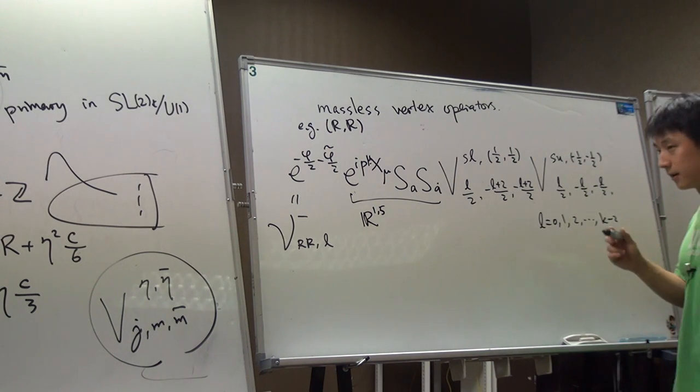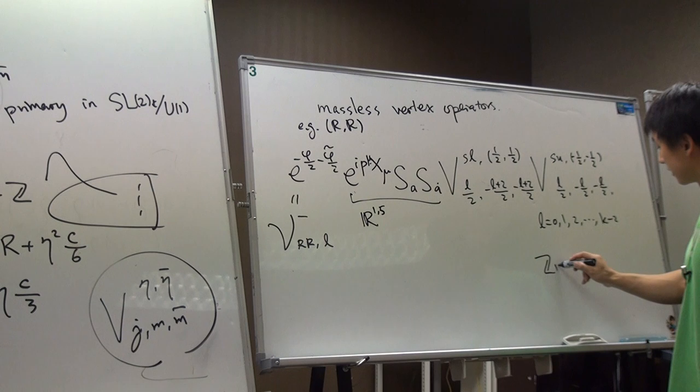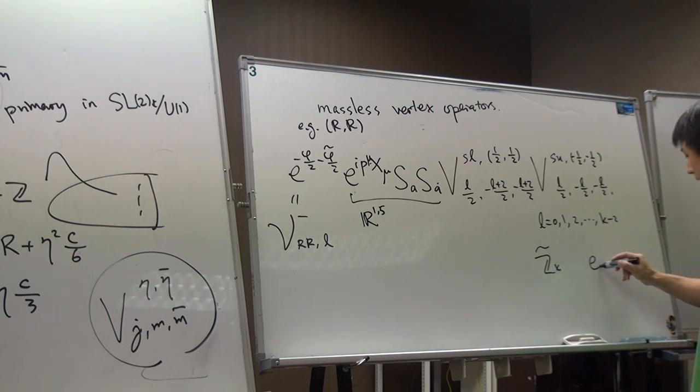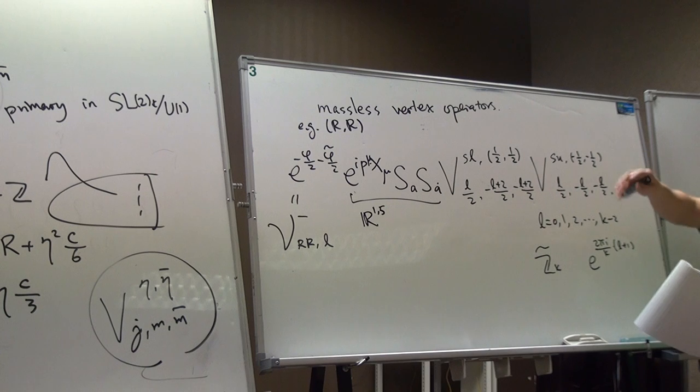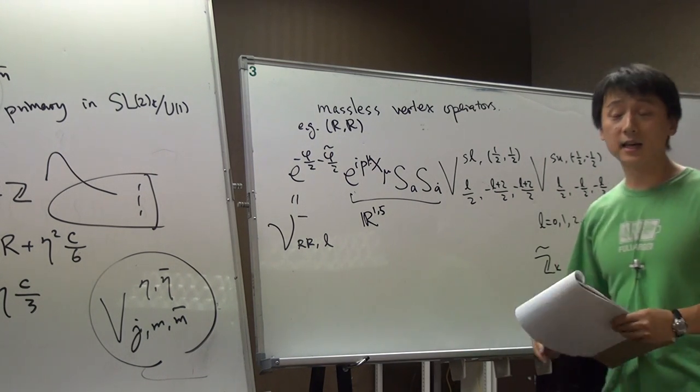In fact, the charge under the Z_k tilde rotation turns out to be e to the 2 pi i over k times L plus 1. So all of these are in the twisted sectors, and they are rotated by some phase under the Z_k tilde rotation.